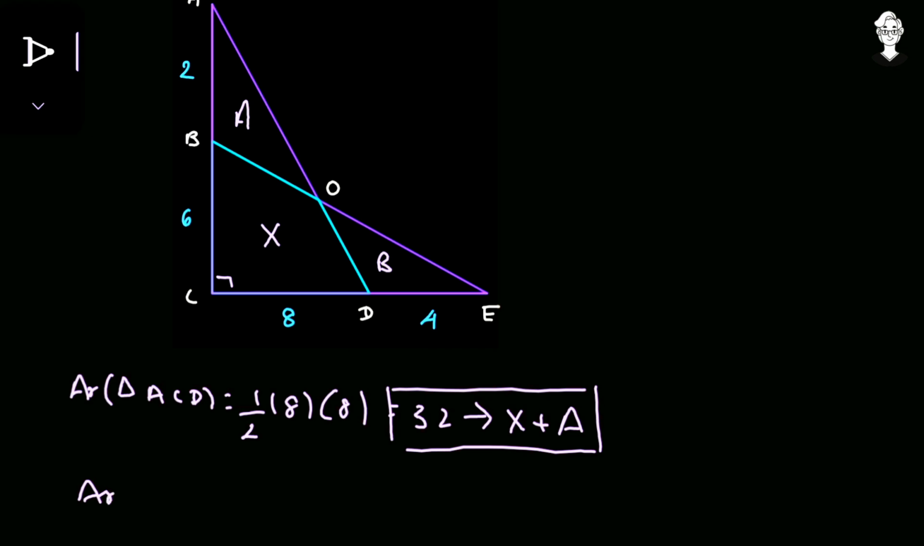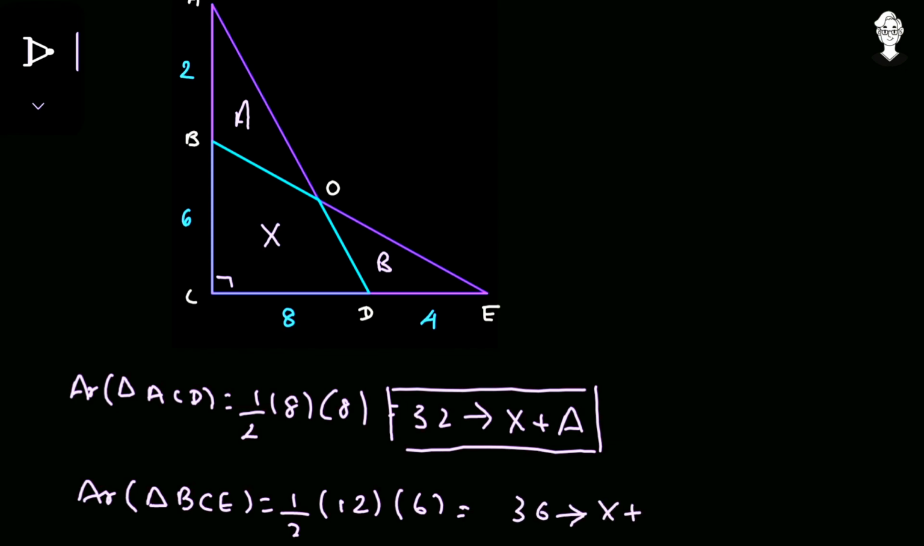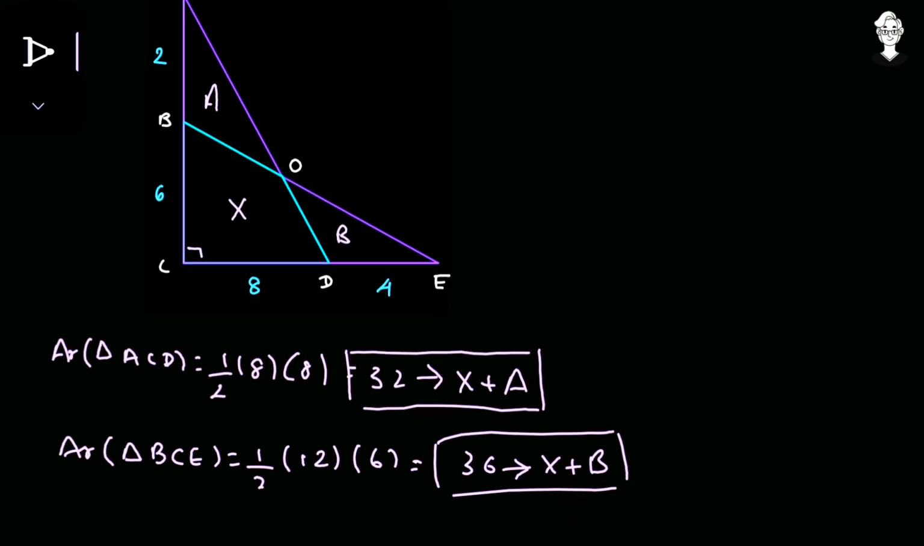Similarly, if we take the area of the triangle BCE, its area would be half the base, that is 8 plus 4, 12, and the height that is equal to 6. That will be equal to 36, and that will be equal to x plus b. So x plus b is equal to 36, and x plus a is equal to 32.